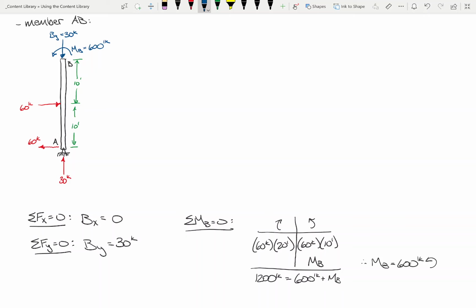So we'll say the rest of the member goes like that, and this is where we cut the section. And what we got was this, and we got that. Make sense? Okay. So far, so good? Okay, any questions?